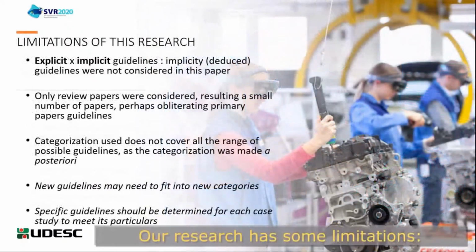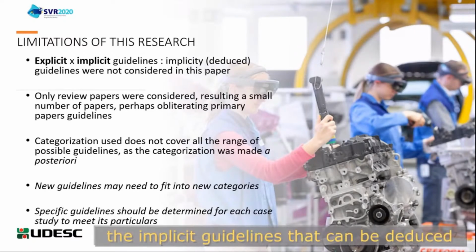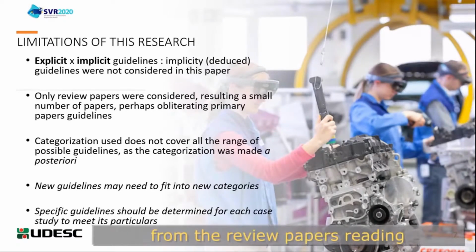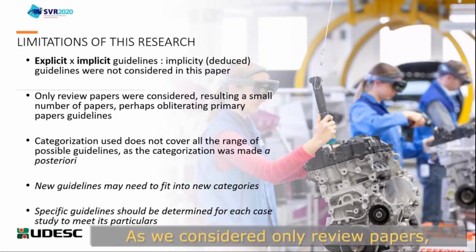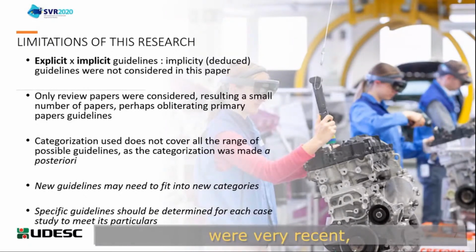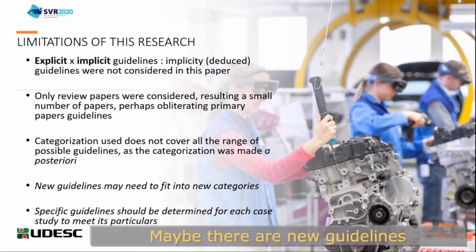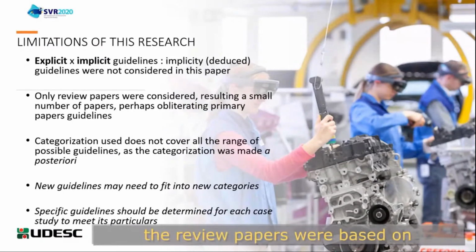We found that our research has some limitations. For example, we did not consider the implicit guidelines that can be deduced from reading the review papers, as we considered only review papers, mainly because some of them were very recent. We obtained a small number of papers. Maybe there are new guidelines in the primary papers the review papers were based on.